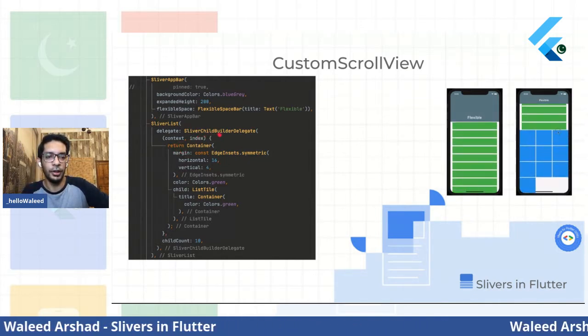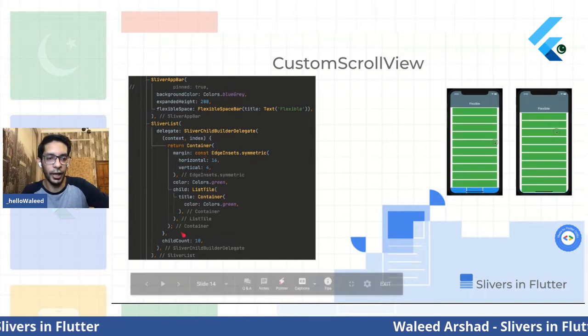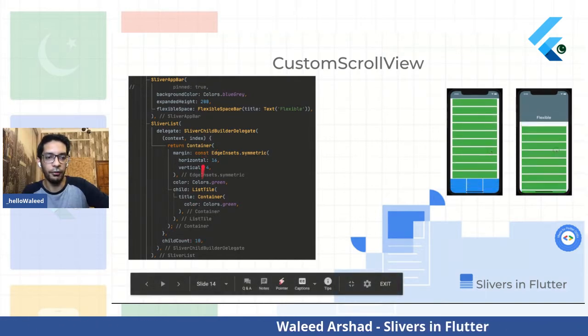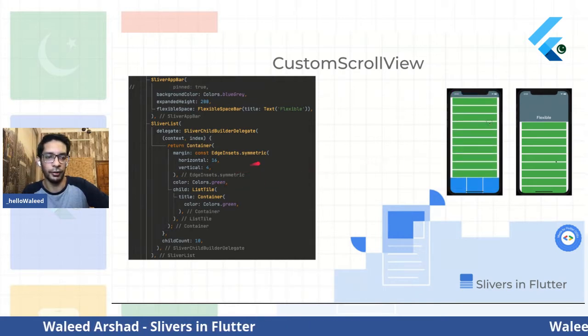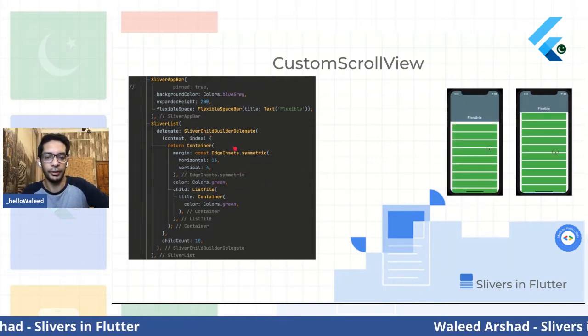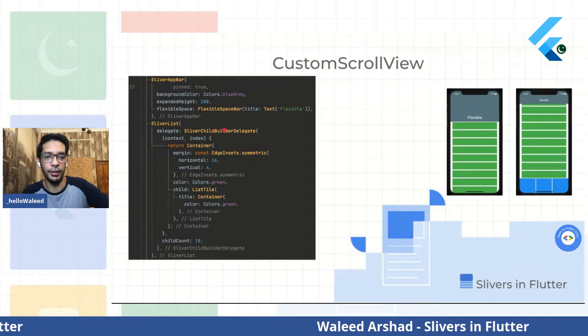So this is simple. This is building a list of 10 items, child count 10, with containers and green colors, and all the styles that I've given. So this is a dynamic list, right, which has a child builder delegate.